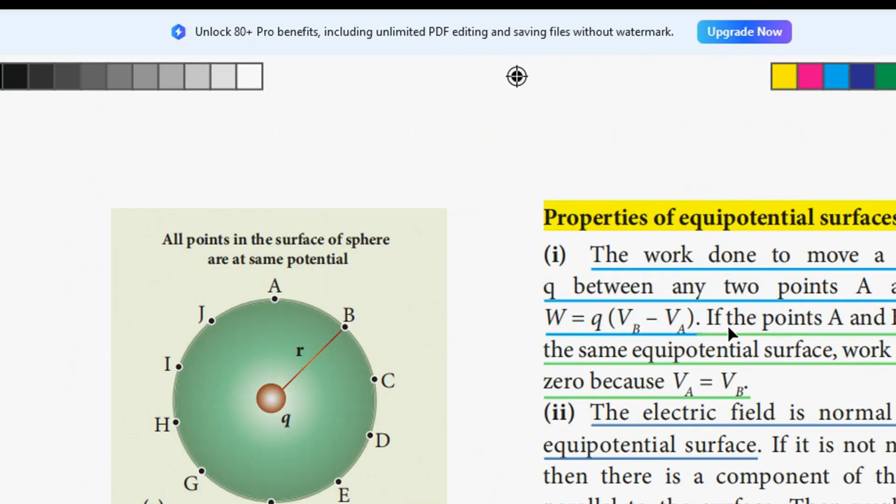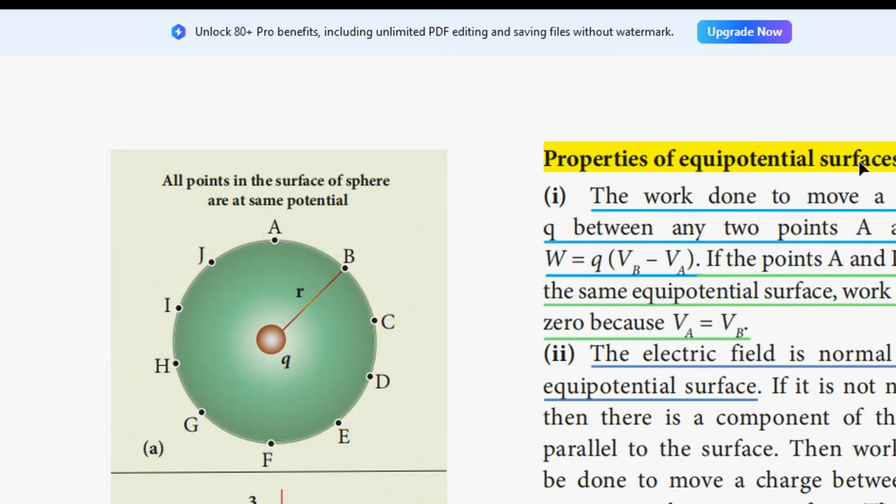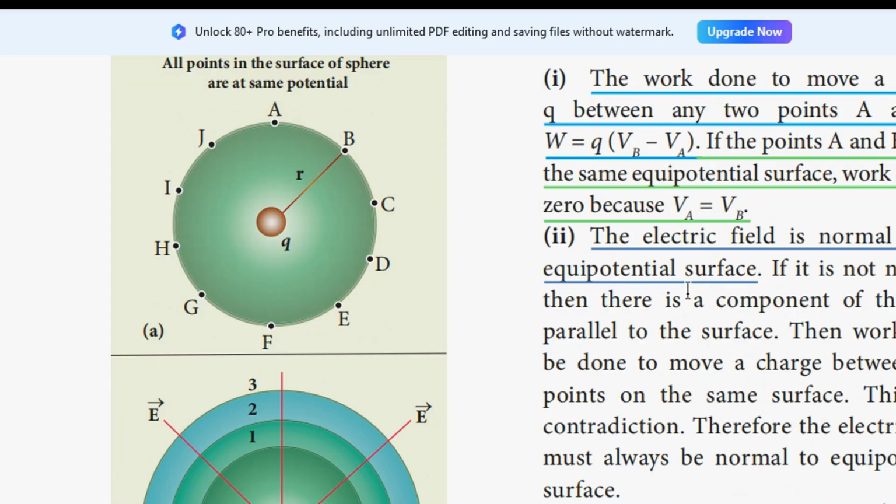And what are the properties of these equipotential surfaces? In the first case, the work done to move a charge q between any 2 points A and B is given by W equal to q into (VB minus VA). If the points A and B lie on the same equipotential surface, work done is 0 because VA equal to VB. And the second one is the electric field is normal to an equipotential surface.